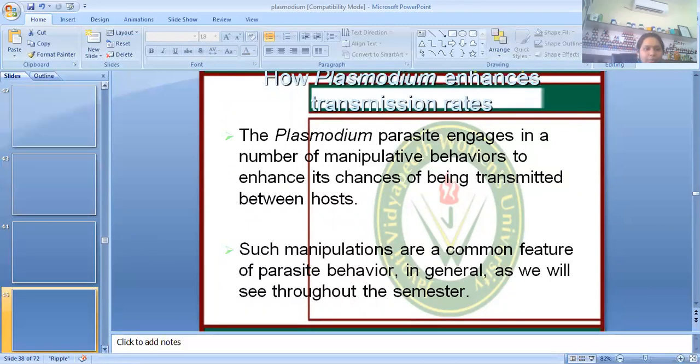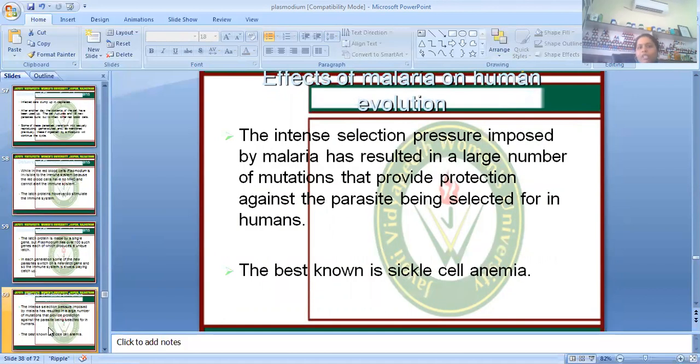Now I will show you some mutations, where you can see the effects of malaria on human evolution. This is all about what we have discussed: the clinical features of malaria, how it happens, what the life cycle of malaria is, how the disease progresses, and how it causes the clinical sign and symptom. But there are some pre-existing diseases of RBCs which are preventive for malaria. The intense selection pressure imposed by malaria has resulted in a large number of mutations that provide protection against the parasite being selected for in humans.